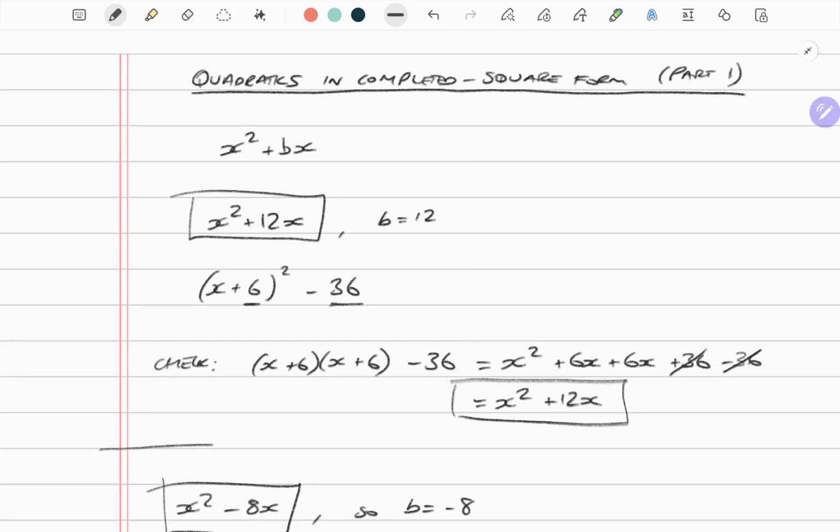Okay, so that was a couple of examples of completed square form when it's in the form of x squared plus bx. In the next video, we'll look at x squared plus bx plus c, and in the video after that, we'll look at ax squared plus bx plus c. So lots to look forward to.